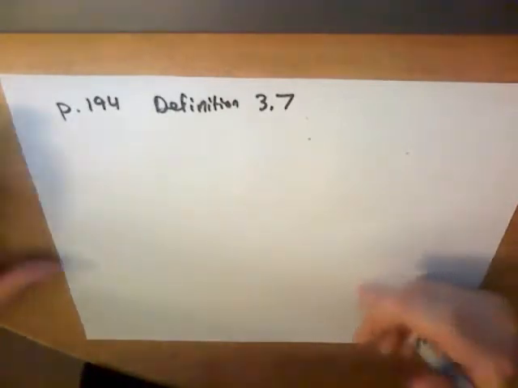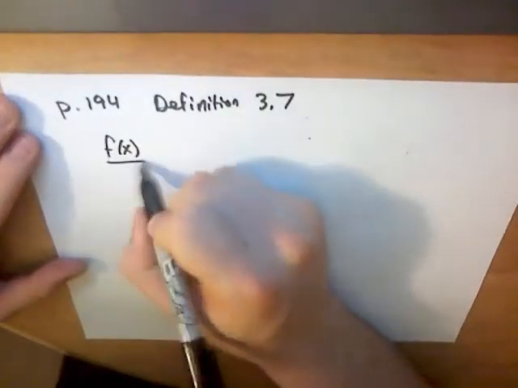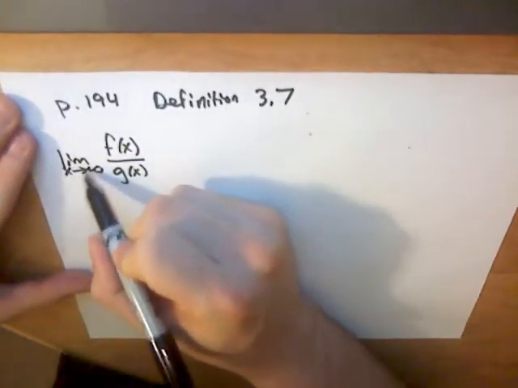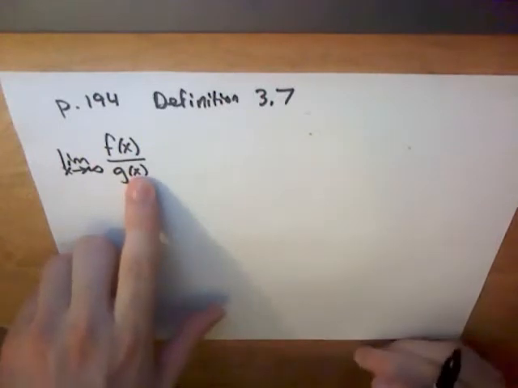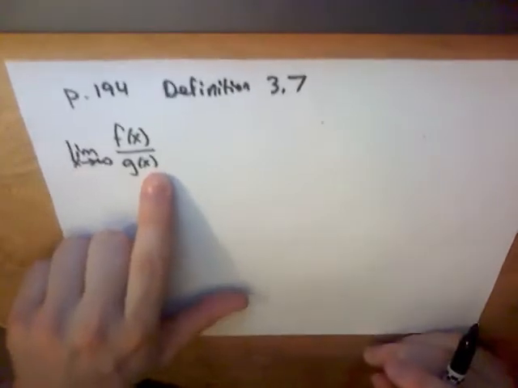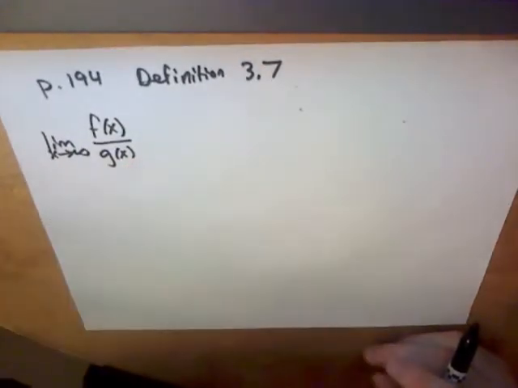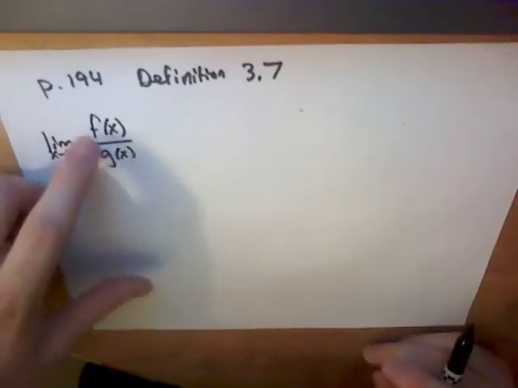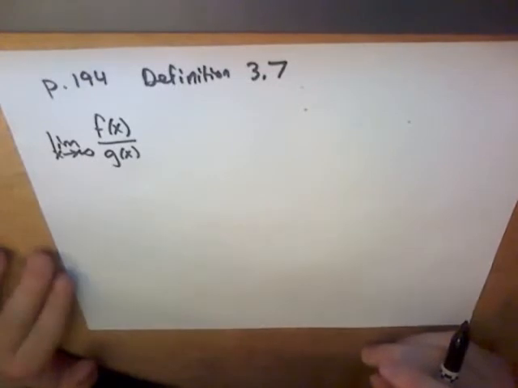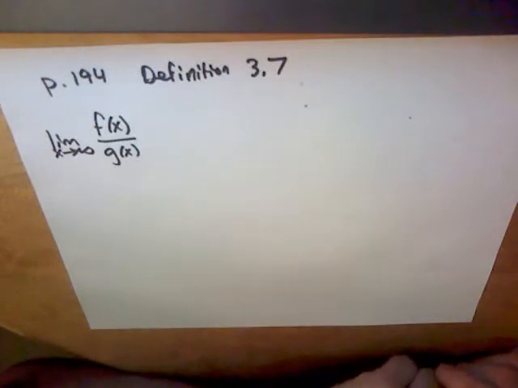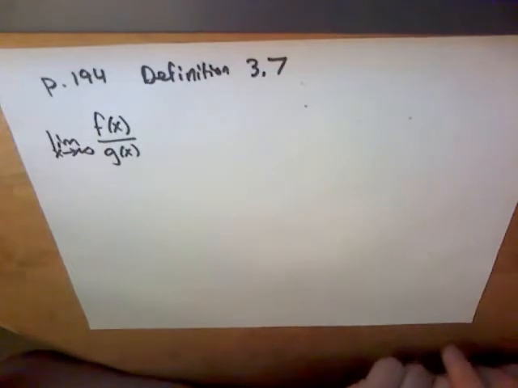Because sometimes, if we have f of x over g of x, and we're taking the limit as x goes to infinity, sometimes this will diverge to infinity as well. Sometimes the limit will actually be 0, and sometimes it will just be a real number. And it depends on which of the two functions diverges faster. There's a table on the next page, page 195, table 3.3.7, which goes over all the cases and gives you an idea of what is faster.